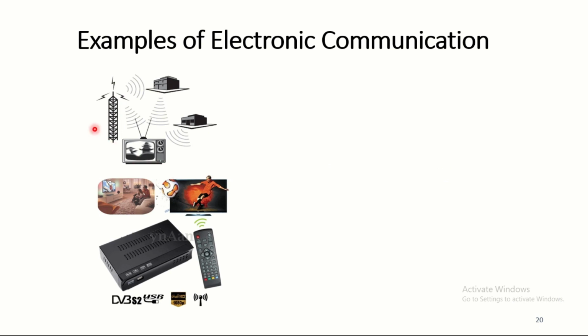Now here we have a few examples of electronic communication systems. Looking here, this is an analog TV in which the TV signal is transmitted from this antenna, which is received via these small antennas on the TV set. Here we have a digital TV. In a digital TV system, the video is transmitted in the form of digital messages.